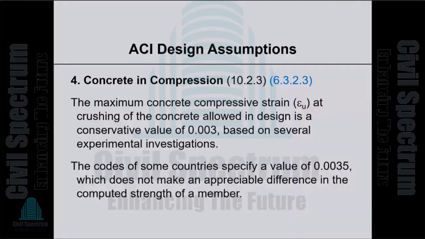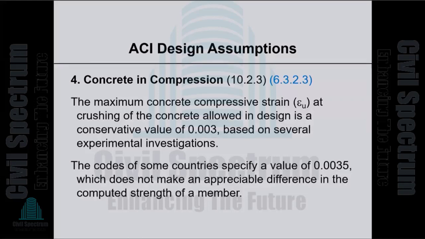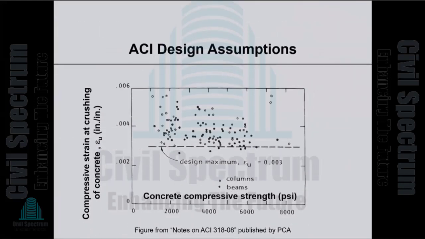Some countries specify a value of 0.035, which does not make an appreciable difference in the computed strength of a member. That's kind of important. 0.003 is not universally accepted. Some use 0.035, but it doesn't make much of a difference in the computed value of flexural strength. This simply shows that the 0.003 that has been chosen by ACI 318 for adoption is a good lower bound value based on a lot of tests.